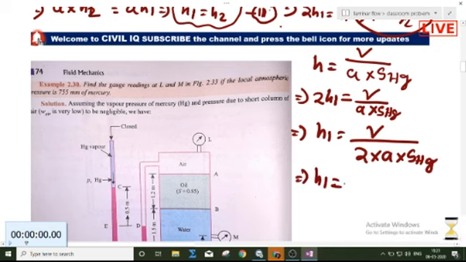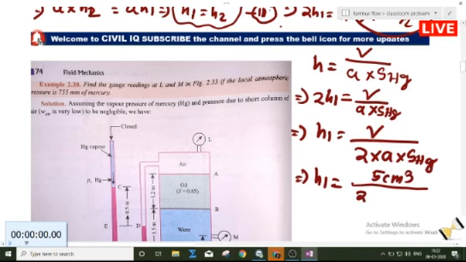Now you put all these values and find out this H1. So V, how much is given to you? This V is given as 5 centimeter cube, and the area of the limb is given as 0.5 centimeter square, into the specific gravity of the manometer fluid, 13.6.